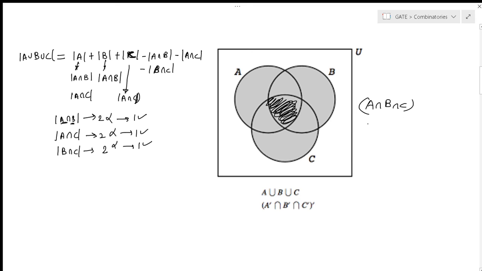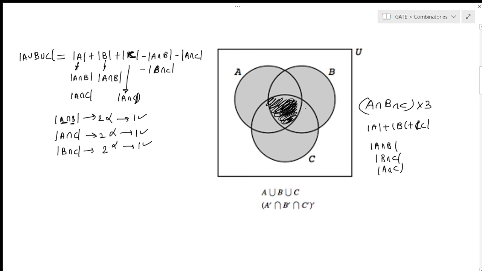So when I added A, B, and C, this part was calculated along with A, along with B, and along with C. So in total, how many times did I calculate this? I calculated this three times. Are you with me? Then we understood that we had done some over counting, right? So we subtracted A intersection B, B intersection C, and A intersection C. So in that process, what happened? How many times was this part removed?